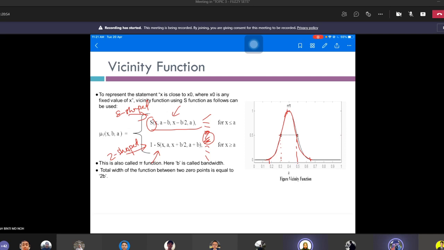Faham, madam. So maknanya kita boleh kata boolean tu sifat dia crisp. Tetapi crisp logic bukan boolean logic. Tetapi sifat dia sama, dia ada hard boundary. Dia bukan macam fuzzy. Fuzzy dia ada soft boundary. Thank you, madam. Okay. Jelas yang tu? Jelas, madam.